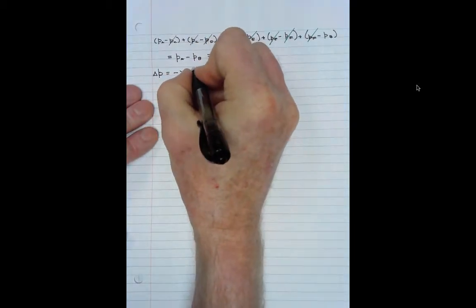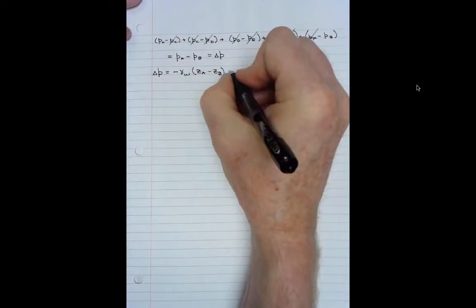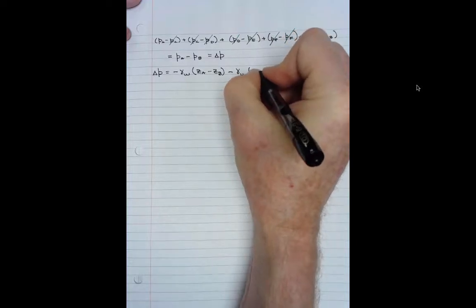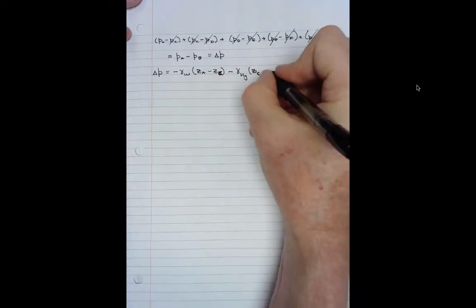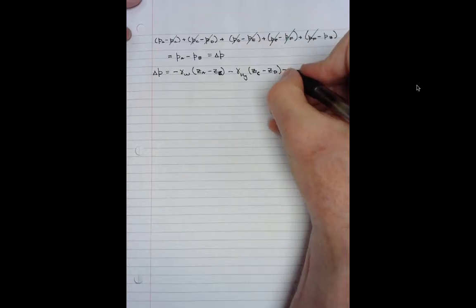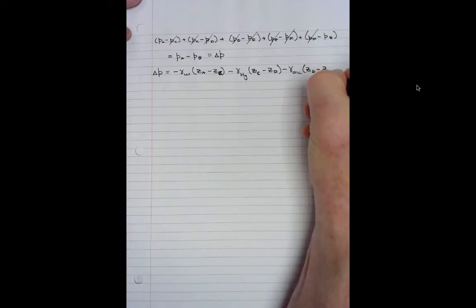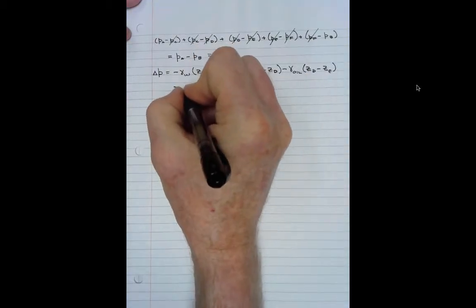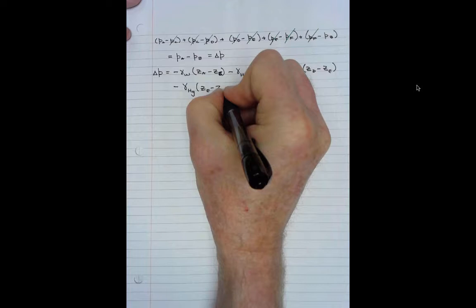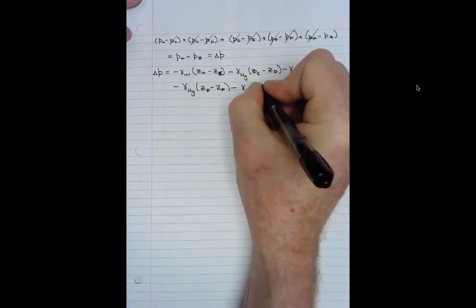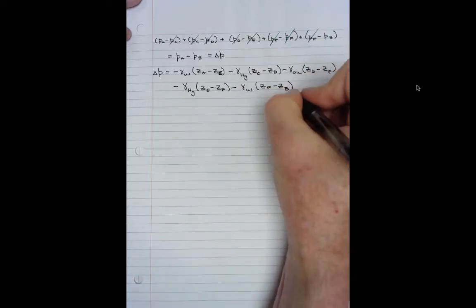minus gamma water (ZA minus ZB), minus gamma mercury (ZC minus ZD), minus gamma oil (ZD minus ZE), minus gamma mercury again (ZE minus ZF), minus gamma water (ZF minus ZB).